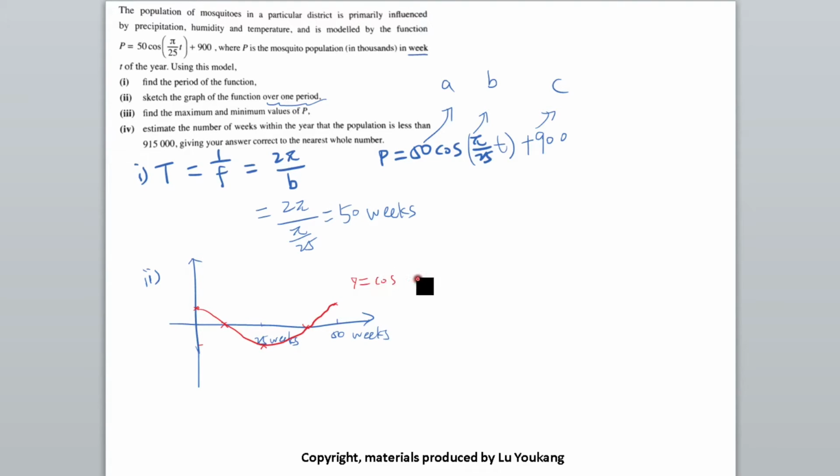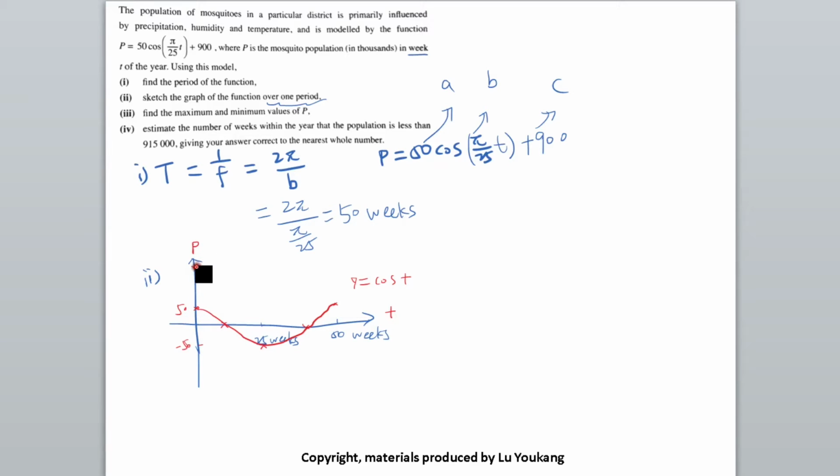So I have drawn my basic cosine graph. So y equals cosine t. Or in fact, I should use P equals cosine t because my vertical axis is P now. And on my basic cosine graph, what I'm doing now is I've added in my 50 there.